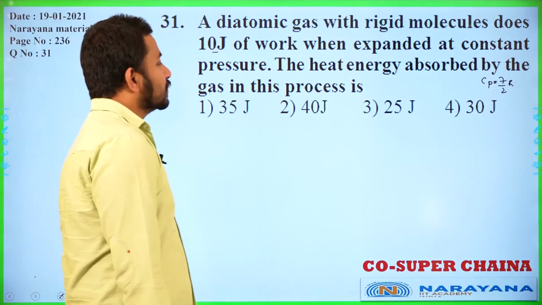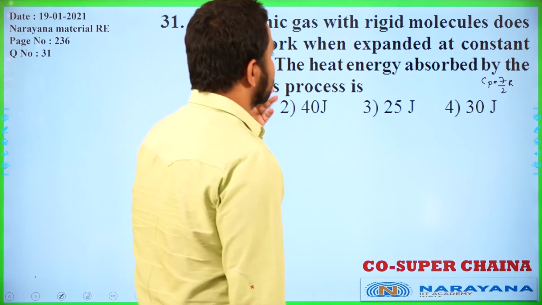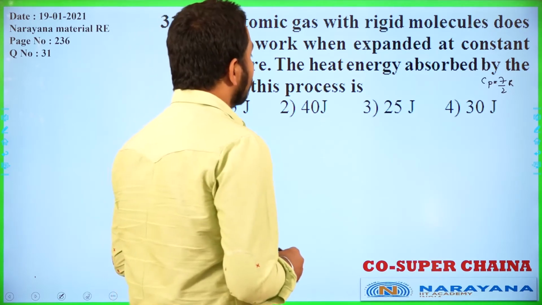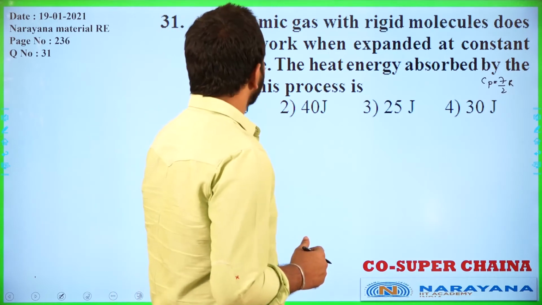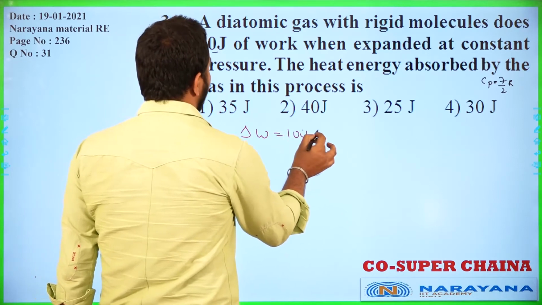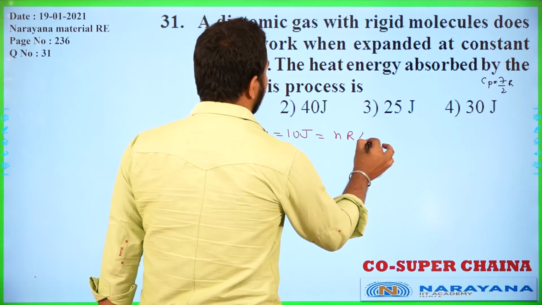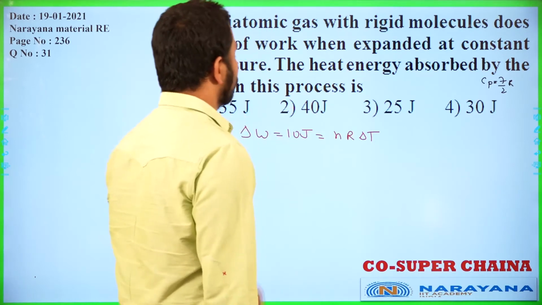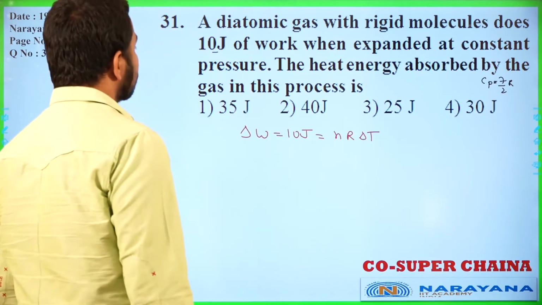A diatomic gas with rigid molecules does 10 joule of work when expanded at constant pressure. You have to calculate the heat energy. Here, work done is given. So delta W is given as 10 joule, and you know delta W can be written as nR delta T. The heat energy absorbed by the gas in this process is to be calculated. A diatomic gas is expanding at constant pressure.